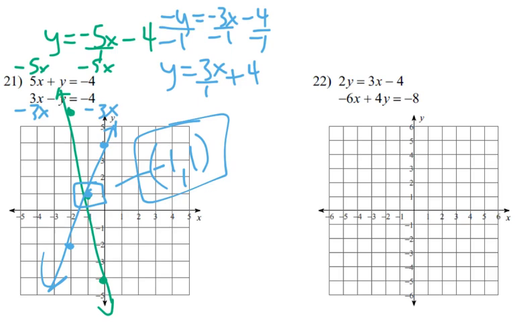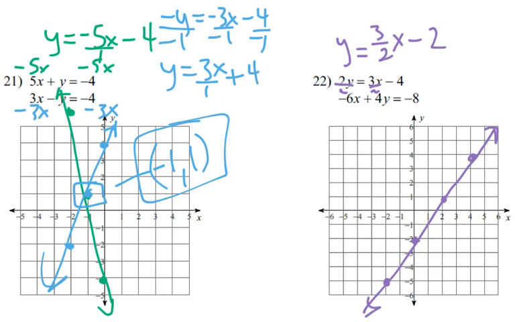Okay, now 22, same idea. Okay, to get y by itself, just divide everything by 2 on the first one. So we get y equals 3/2 x minus 2. So down to negative 2. It's positive, so we know we're going in that direction. So up 3 to the right 2. Or we can go down 3 to the left 2. Draw our line.